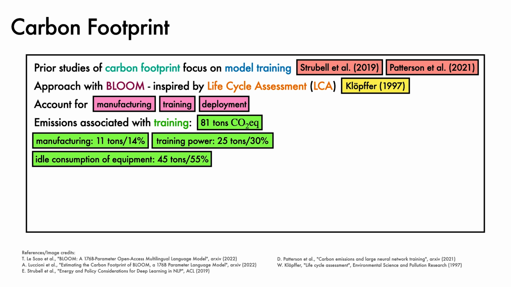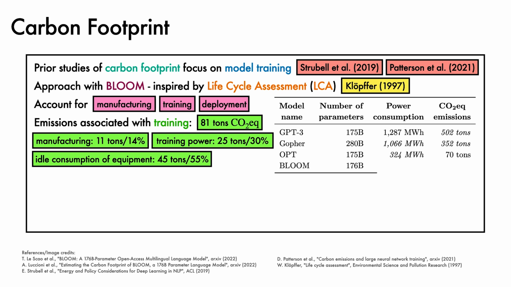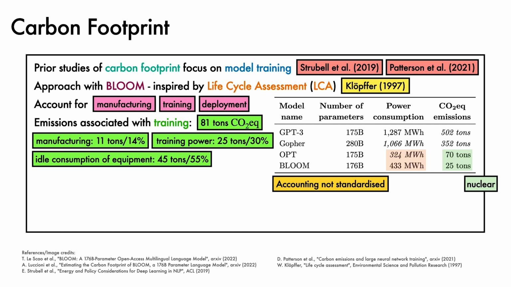We can also compare the power consumption of training BLOOM with other models. Here we show model name, number of parameters, power consumption, and CO2 equivalent emission. For the GPT-3 175 billion parameter model, the power consumption was 1,287 megawatt hours, with 502 tons of emissions. The Gopher 280 billion parameter model had power consumption of 1,066 megawatt hours, with 352 tons of emission. The OPT 175 billion parameter model had power consumption of 324 megawatt hours with 70 tons of emissions, while the BLOOM 176 billion parameter model had power consumption of 433 megawatt hours with 25 tons of emission. Interestingly, we see that BLOOM consumes more power than OPT, but produces far fewer emissions. That's because Jean Zay is largely powered by nuclear energy. Note that the accounting methods here are not standardized, and the values in italics are estimates, so these figures should be viewed as highly approximate.